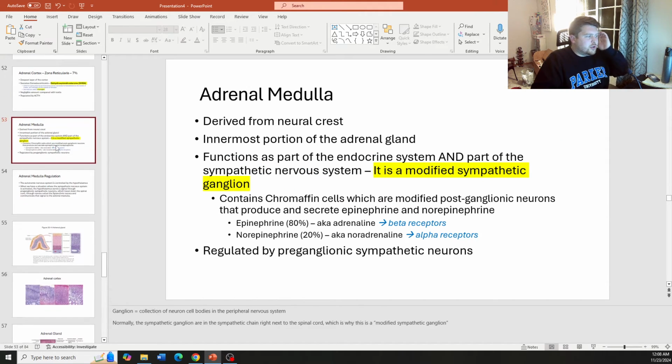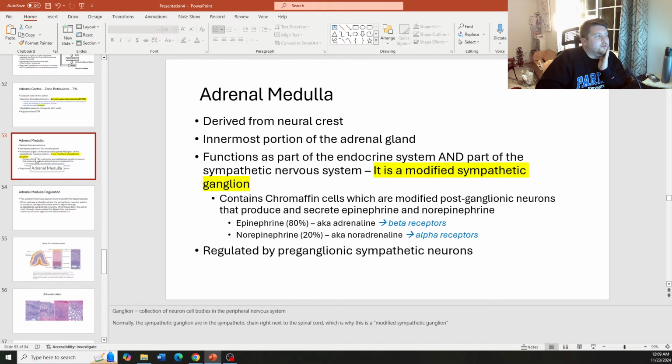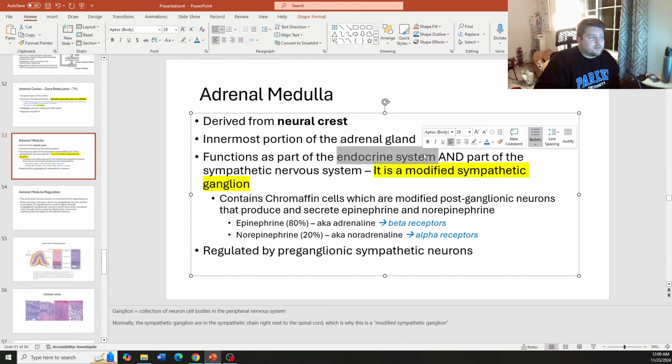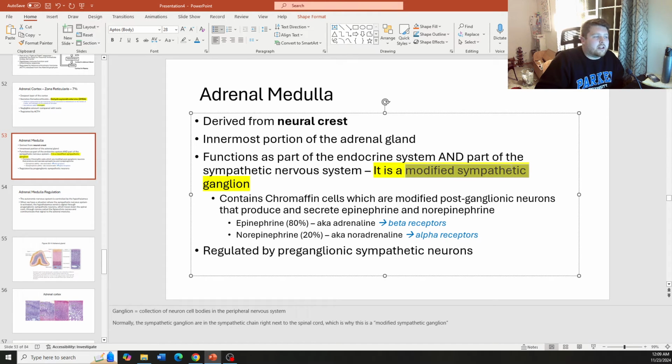The adrenal medulla. The adrenal medulla is really cool because it's actually more of nervous cell type tissue than it is like hormones. So it's derived from the neural crest cells. It's the innermost portion of the adrenal gland, and it functions as part of the endocrine system as well as part of the sympathetic nervous system. It is a modified sympathetic ganglion.